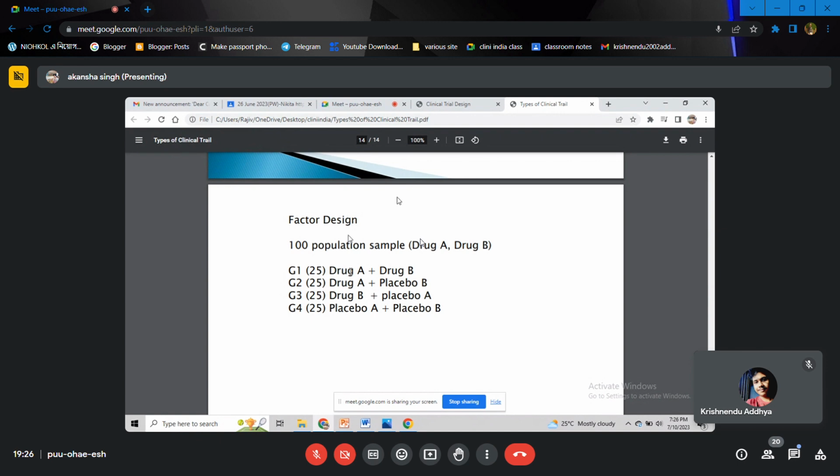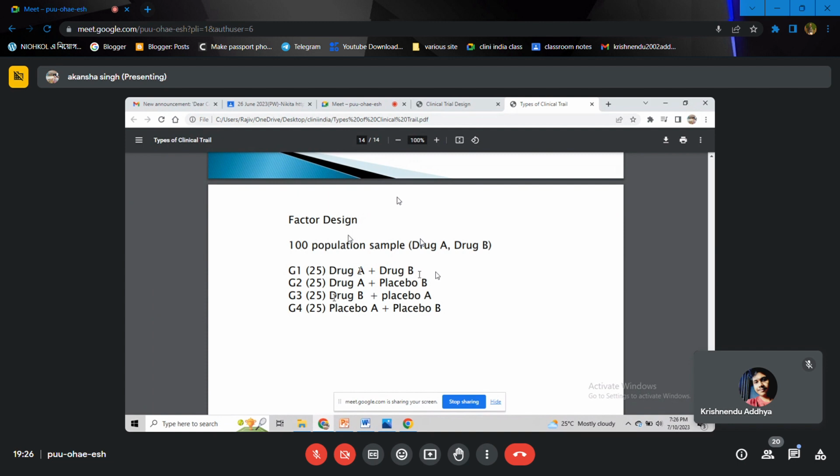The first group will receive both the drugs, in combination. So A plus B, both the drugs we give to the subjects in the first group. In the second group, we give only drug A and a placebo of B. In the third group, we give only drug B and a placebo of A. In the fourth group, we give both placebos, of A and B. Now here we will be able to identify the placebo effect, what happens if only drug B is given, what happens if only drug A is given, and what happens if both drugs are given in combination. So factorial designs are done with two factors.